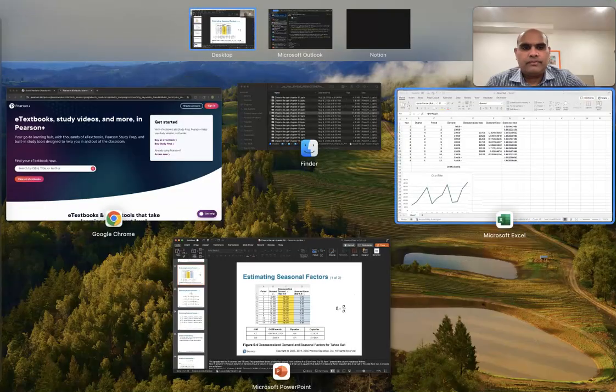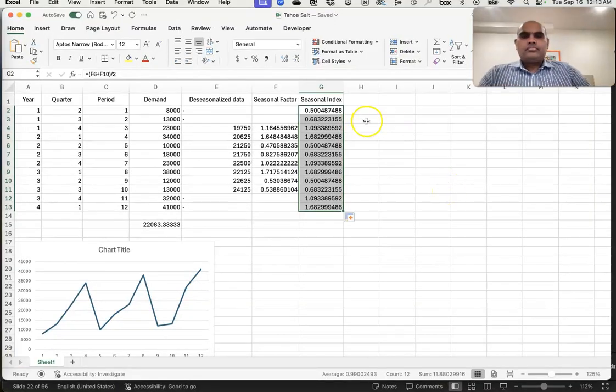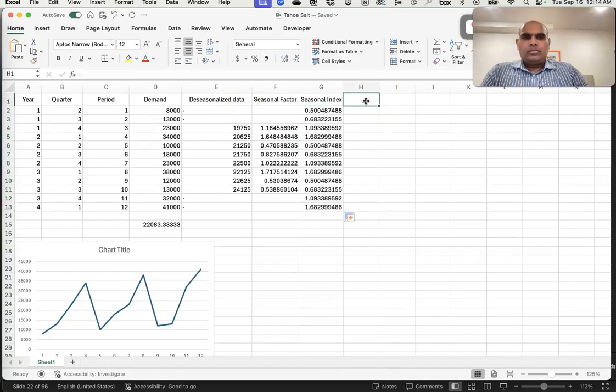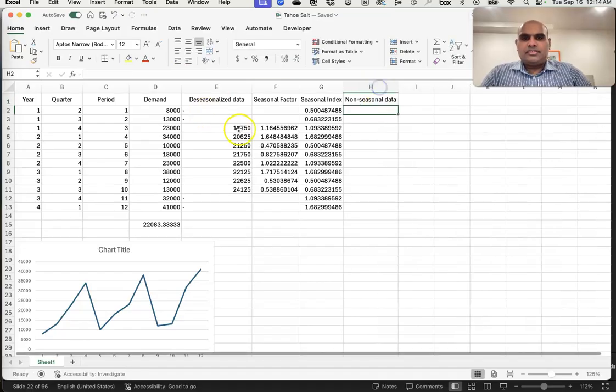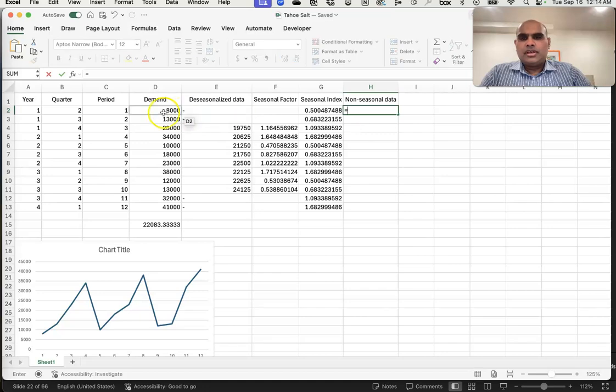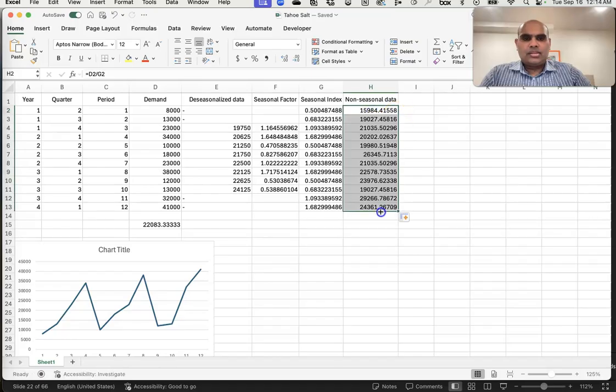So to calculate level, this is time series data. I'm just going to call this non-seasonal data. You have deseasonalized data and you have non-seasonal data. Non-seasonal data is just you take demand and you divide that by the seasonal index. Take demand, divide by the corresponding seasonal index, you'll get non-seasonal data. Now using this, we'll calculate level and trend.